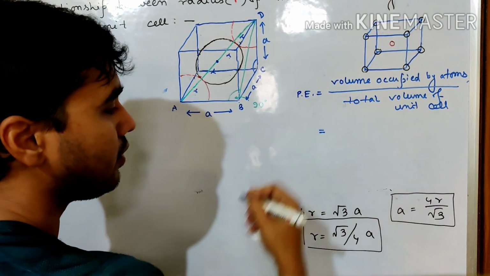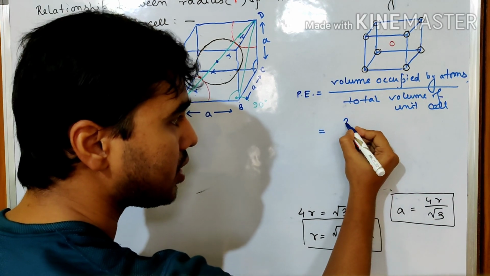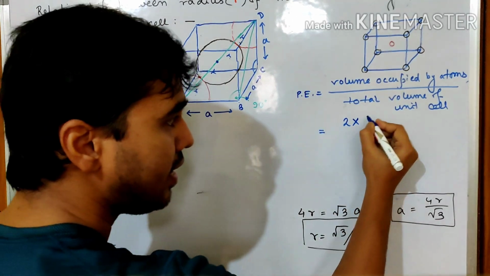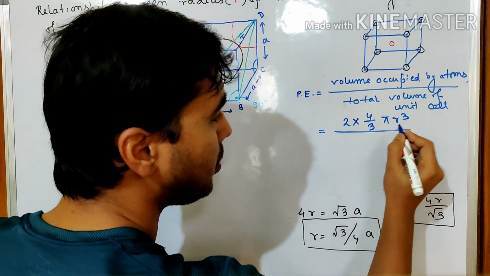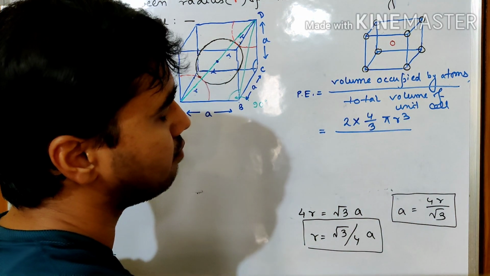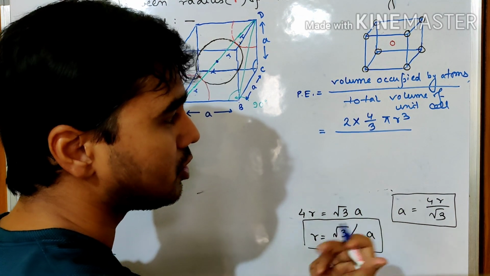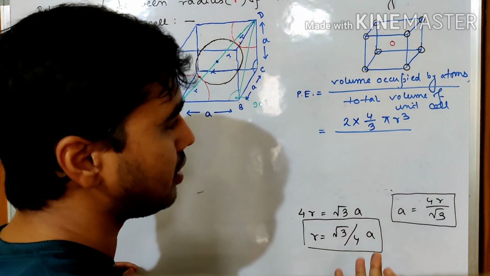So from here, if we see the volume occupied by atoms, how many atoms are there? It is 2 into 4 by 3 pi r cube. We are assuming that the atoms which are present are spherical in nature, as we have imagined in the last cases also.